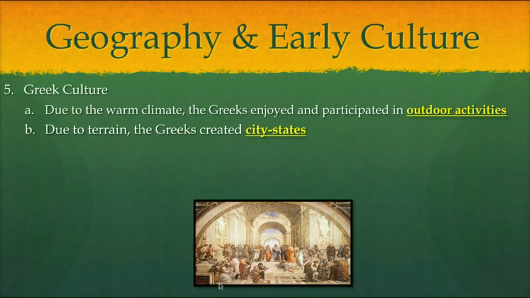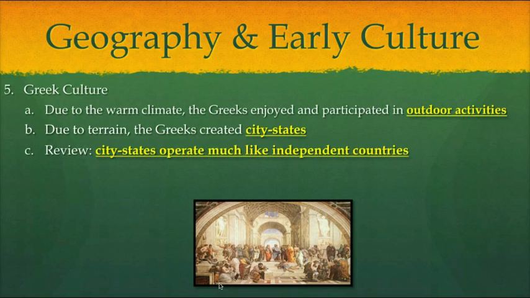Due to the terrain, the Greeks created city-states. If you remember in part one, I had talked about how the terrain really cut off the Greeks politically. Cities were not really connected to one another. Sure, they might have some roads, but you couldn't do a lot of traveling because you'd have to go over these hills and mountains to get there. So these cities stayed sort of separate, and hence the word city-state. We have to know that term in order to understand the Greeks. So our review here is a city-state operated much like an independent country does.